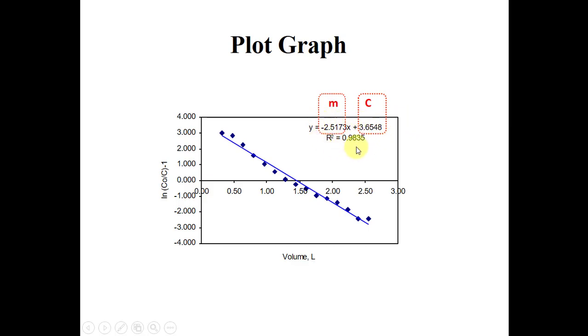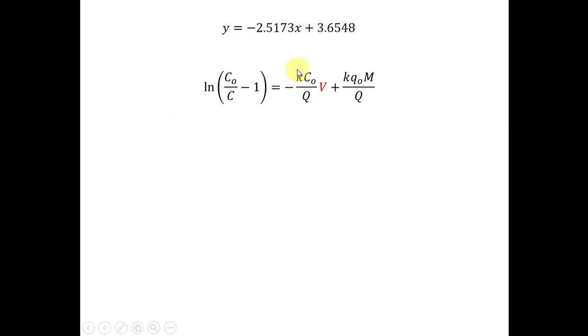So how are we going to benefit from this equation actually? This equation is a linear equation, so we can compare it with the Thomas kinetic equation. This is the original form of the equation. Here we can see that we have three terms: y, mx, and c. So this is m, this is c, and this is y. So we can say that k c naught over q equals m, so k c naught over q equals 2.5173, and of course the minus will be cancelled with the minus here. Minus with minus will be positive.